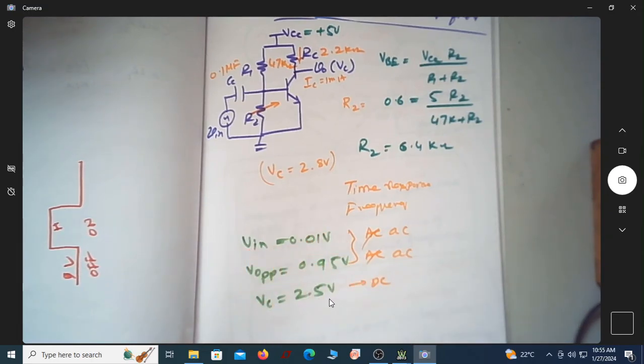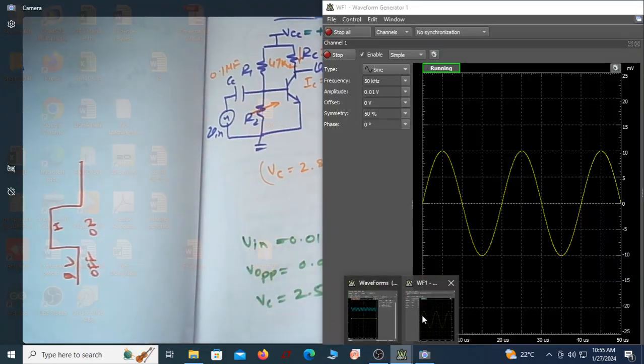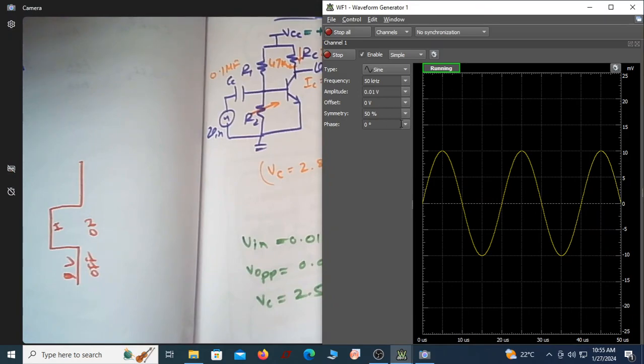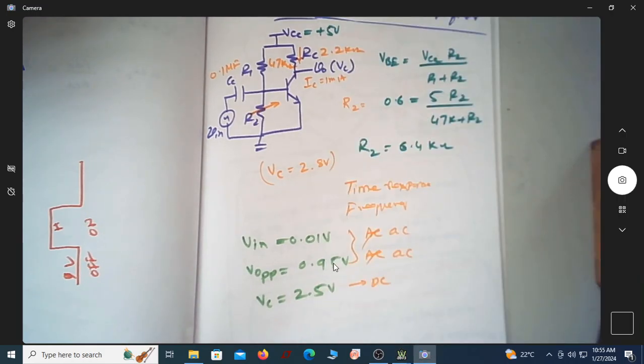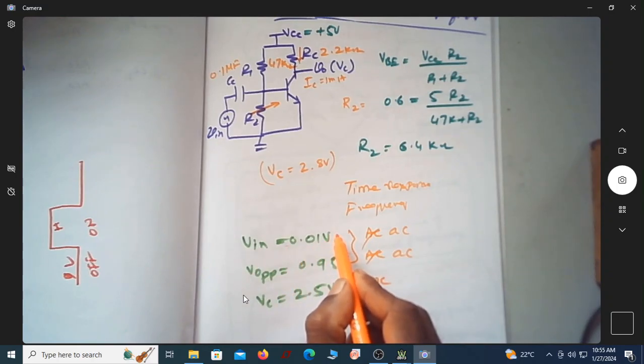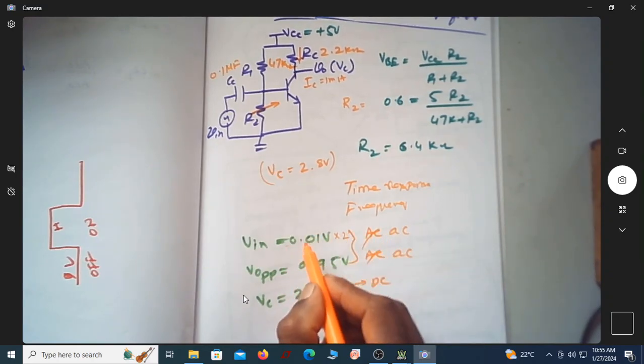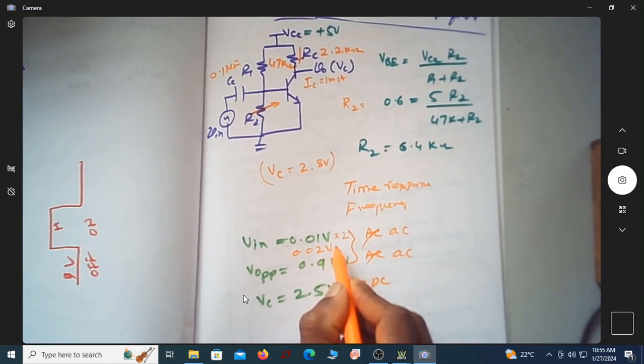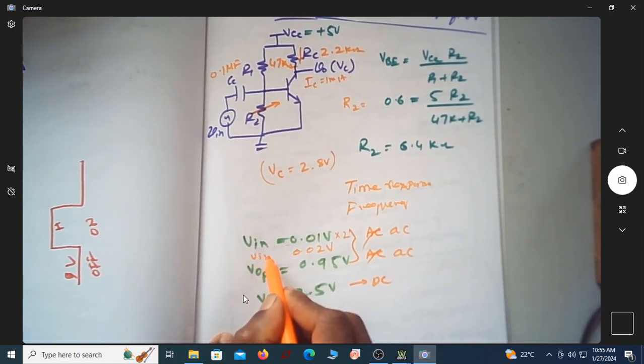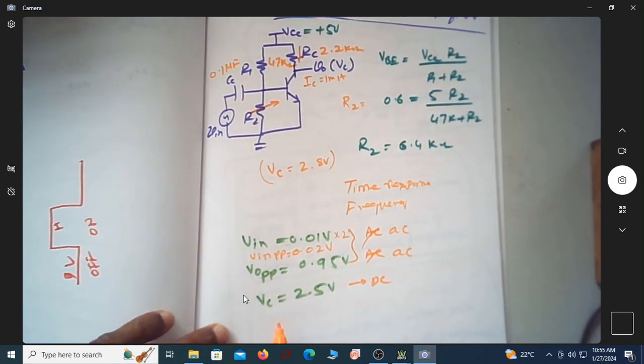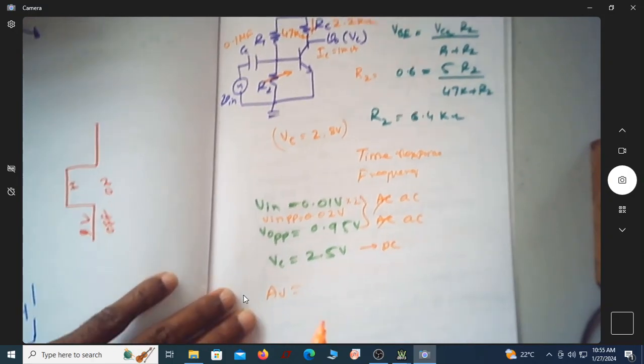You can observe one thing. When you see this in wavegen, this is actually the peak amplitude. You can see this is 10 millivolt. But here one I am having as peak, the other is peak to peak. So I should make this also peak to peak so that I can have a proper comparison. So it is 0.02 volt V in peak to peak. So I can find the gain of the amplifier.